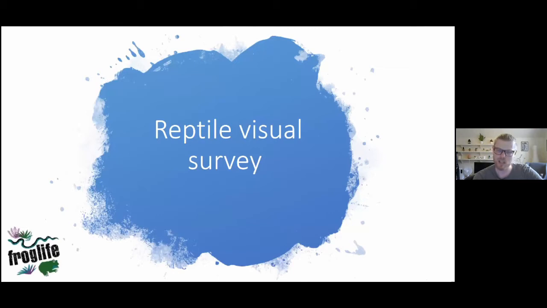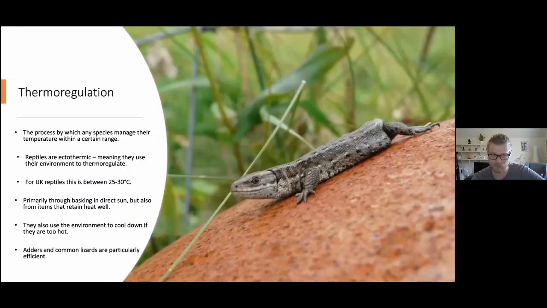Moving on to how to survey for reptiles. Okay, so we know how to identify them. How do we actually go out and about and actually see them? Most people haven't seen reptiles. The average person off the street, if you ask them if they've seen a reptile in this country, they'll probably say no, because they're very secretive animals.